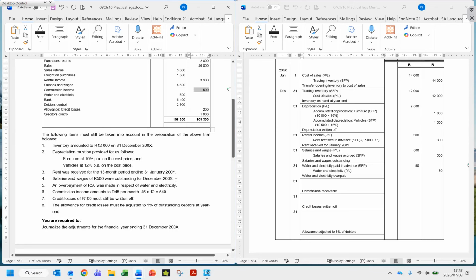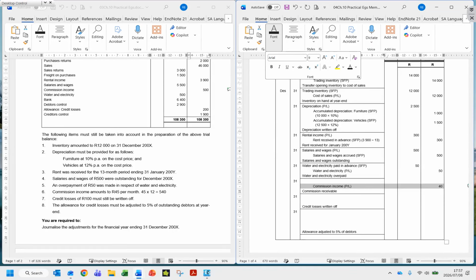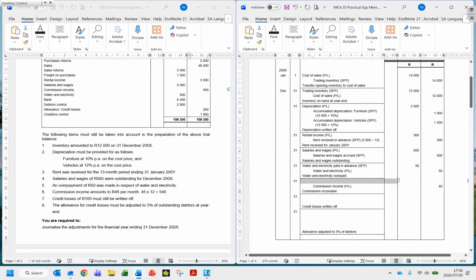We earned the income because they tell us it's 45 rand per month. There are 12 months in the current year. Our income should be 540 rand, but it is only 500 rand. We need to go and increase our commission income by crediting it. It's a statement of profit or loss item. And then we need to show that somebody owes us that money.